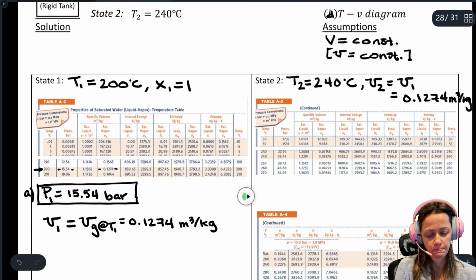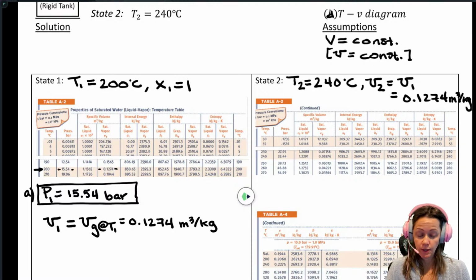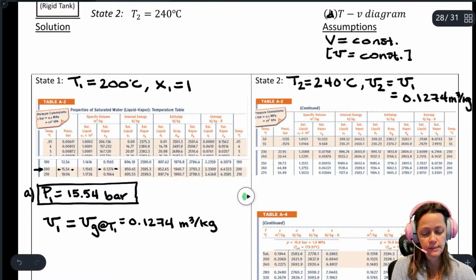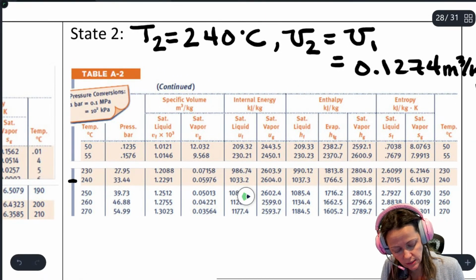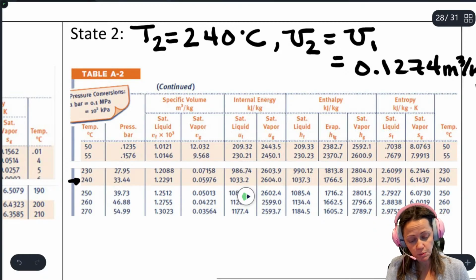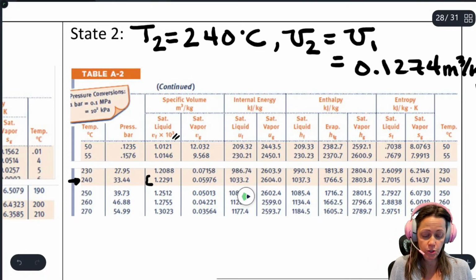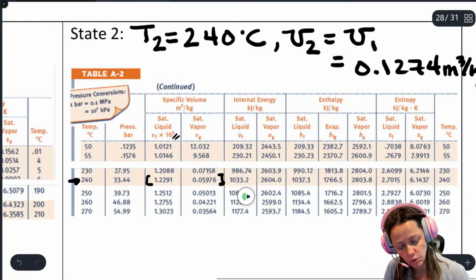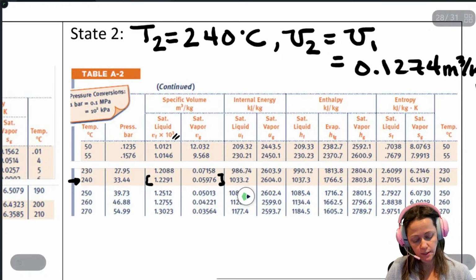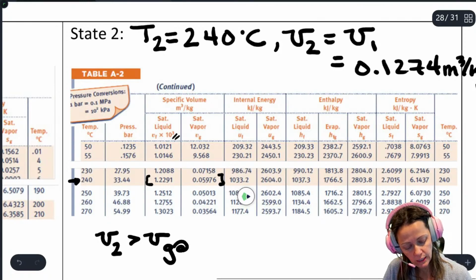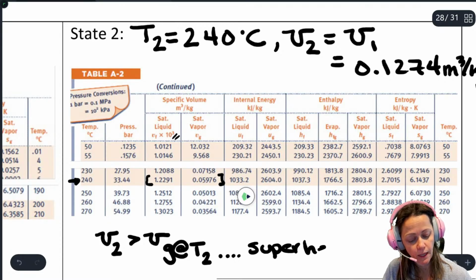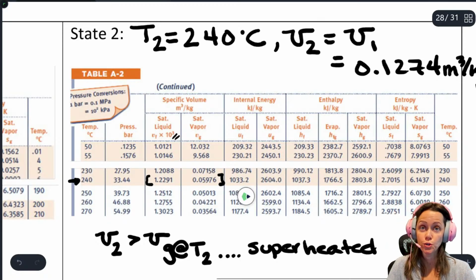All right. So first place I'm going is my saturated tables, because I need to figure out what phase it's in. At 240 degrees Celsius, if it were going to be saturated, then the specific volume would have to be between your v sub f value, 0.0012291, and your v sub g value, and it's clearly above that, right? So my v2 is greater than the v sub g at T2. That tells me it's superheated, and I need to go to my superheated tables.